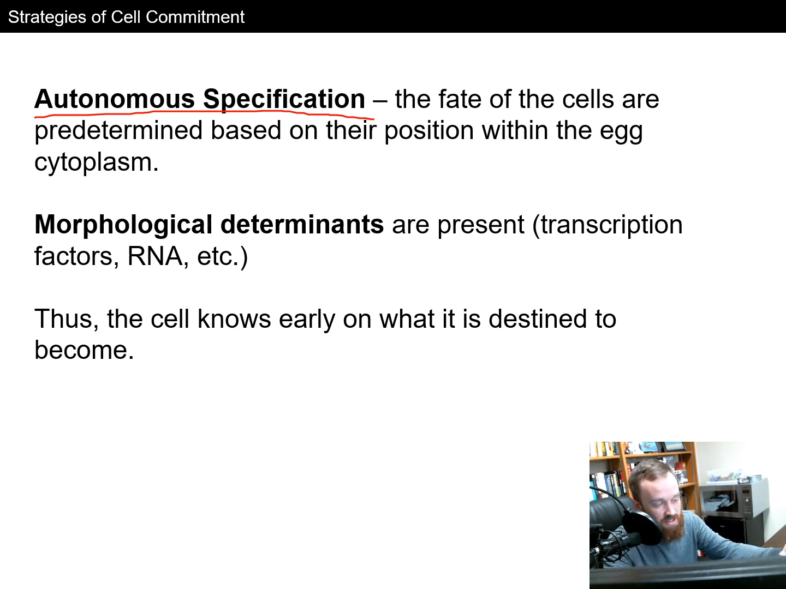Within the egg, there are these morphological determinants, which are like transcription factors, RNA, microRNAs, all these little things that are already in the egg cell when the egg becomes fertilized that will help to specify these early components as to polarity and what side of the cell they're on, their location. So they start to get that information as to what they should develop into. These cells know very early on what they're destined to become.